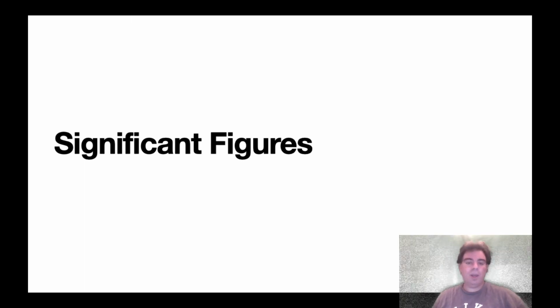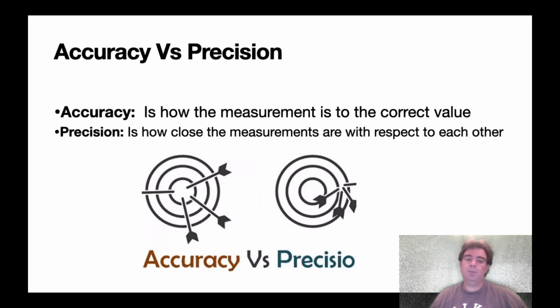Today we're going to be looking at significant figures. In science, in chemistry and physics, we are going to be getting a lot of measurements. So it's very important to know the difference between accuracy and precision. So what exactly is accuracy?